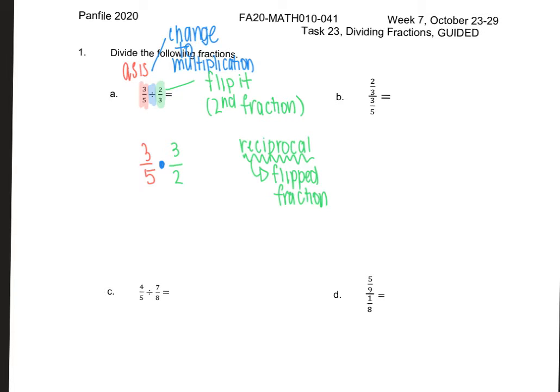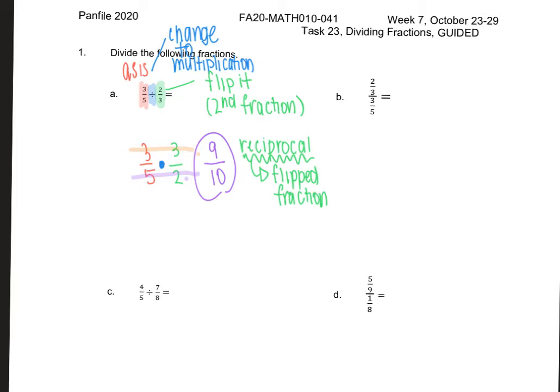We know how to multiply fractions. We multiply straight across the top. We multiply straight across the bottom, and we get our answer, 9 over 10. We can't simplify, so we're done. Now, in letter B, our original problem looks a little bit different, but ultimately it's the same thing.